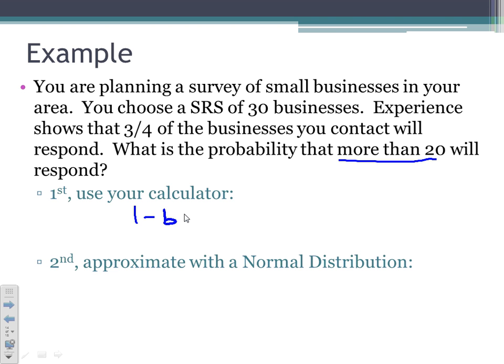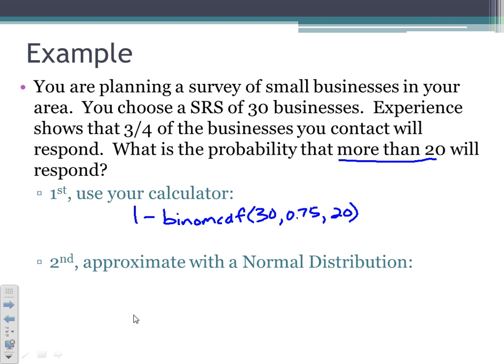So that's the work that we'll set up in our binomial distribution. So 1 minus the binomial CDF. Our number of trials is 30. That was the size of the random sample that we selected. The probability of success, which in this case is that they do respond, well, that's 3/4, so 0.75. And then our K value, again being the complement of what's being asked, would be 20 in this case.